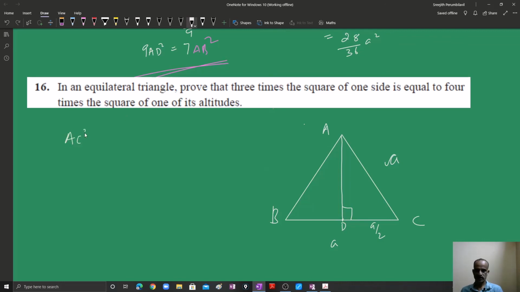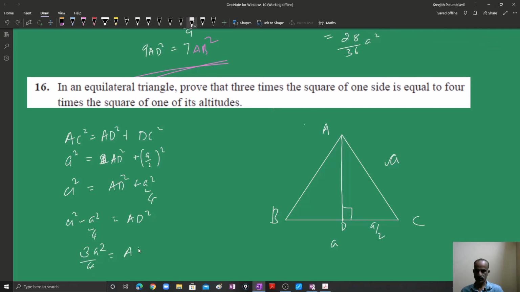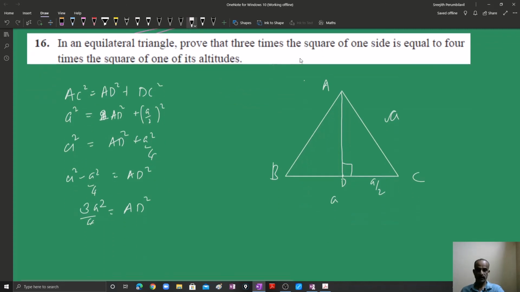What is AC? AC square is equal to AD square plus DC square. So AC square is equal to how much? a square is equal to AD square plus, what is DC? a by 2 whole square. a square is equal to AD square plus a square by 4. Taking to the side, a square minus a square by 4 is equal to AD square. That is 3a square by 4 is equal to AD square. So 3a square is equal to 4 AD square.